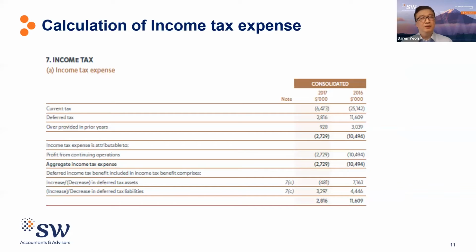So this is what an income tax expense note looks like as an example. And you can see that income tax expense comprises three components, being the current tax expense, deferred tax expense, and your under and over provisions. And let's have a look at each one of them.